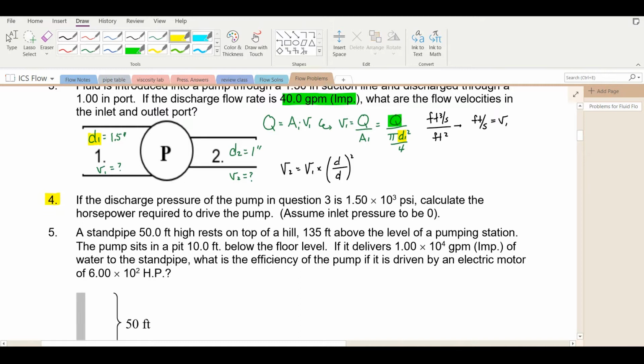Problem number 4 says if the discharge pressure of the pump in question 3 is 1500 psi, calculate the horsepower required to drive the pump and assume the inlet pressure to be 0, which simply means that the pump has to develop 1500 psi because it's starting from 0 and the discharge pressure is at 1500 psi. Right, so I've laid this out here.